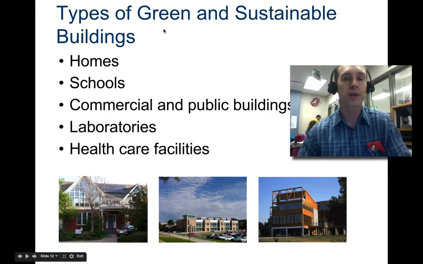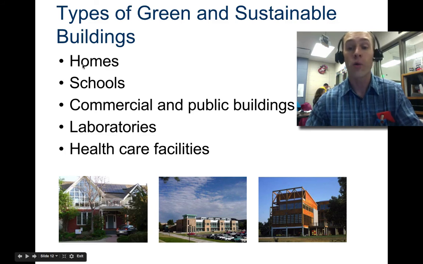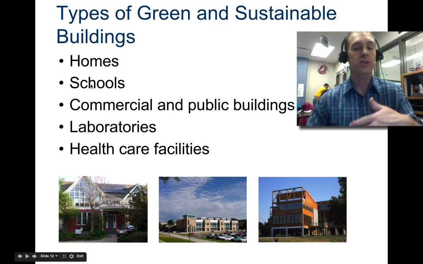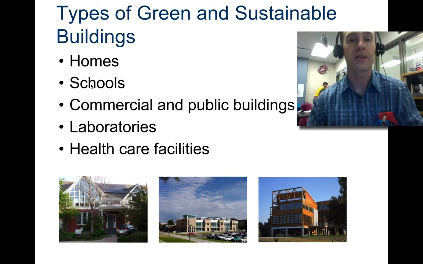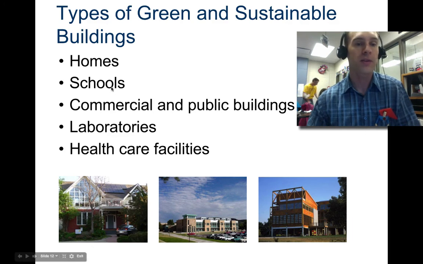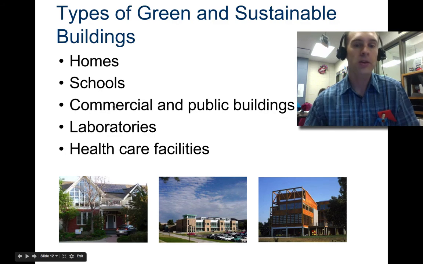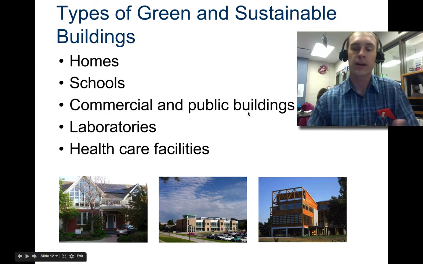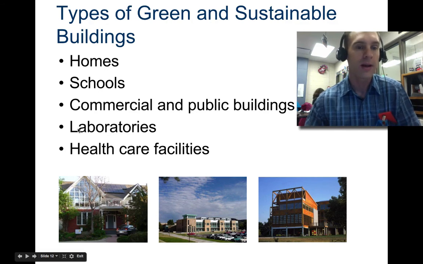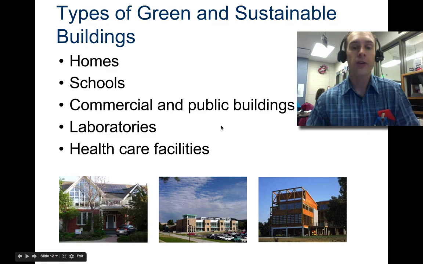So different types of green and sustainable buildings: you can have them as homes, schools, which is every new building in Boulder Valley School District, that's something that they consider, is how to make it a green and sustainable building. Also commercial and public buildings could be city buildings, courthouses, things like that, labs, and healthcare facilities.